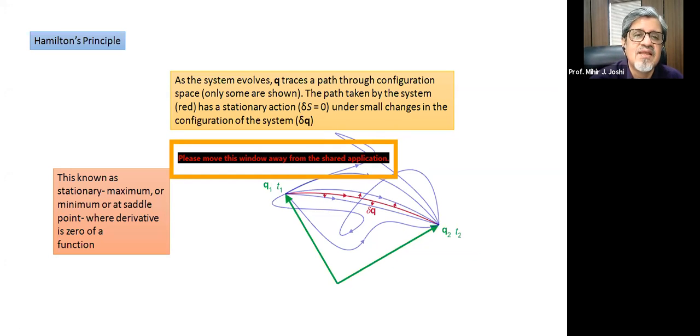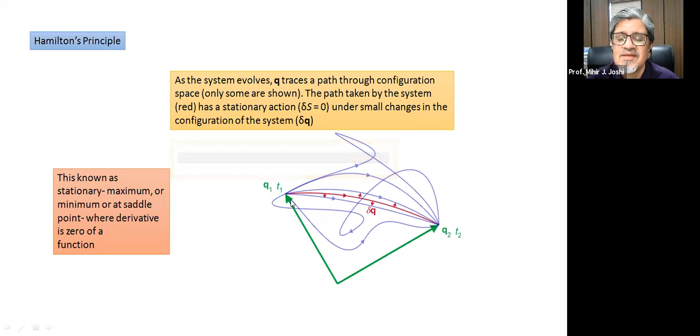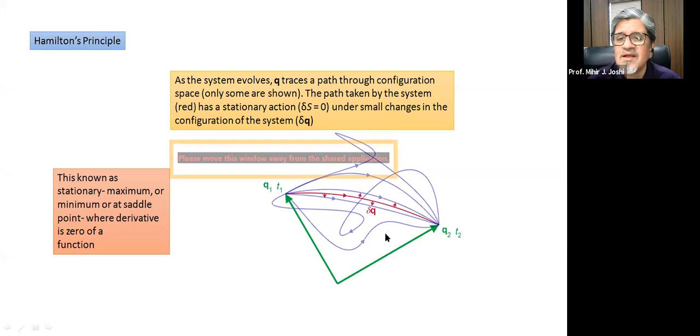Now let us look particularly at what is written here. We know that as the system evolves, the Q traces a path through configuration space. So the system is changing with time. So here Q1, T1 and Q2, T2. So the system moves with time.